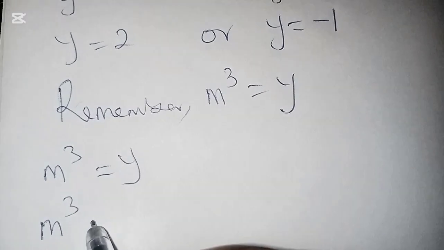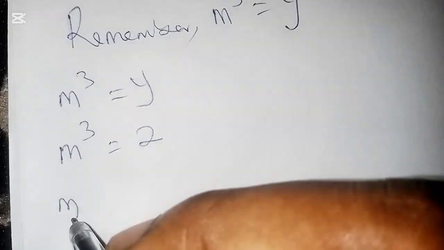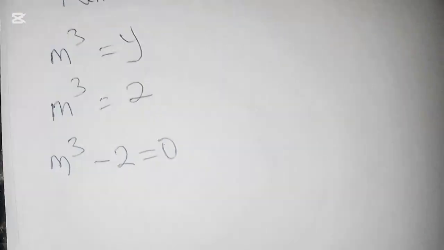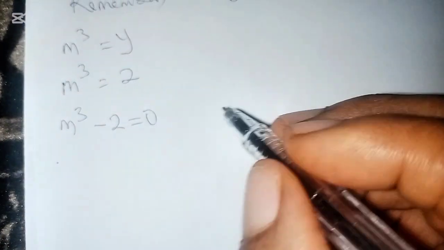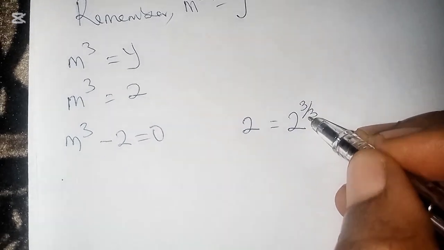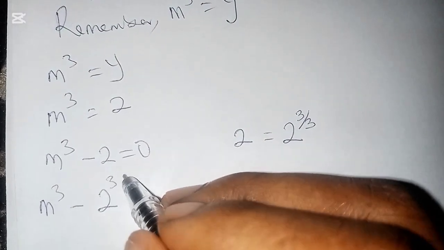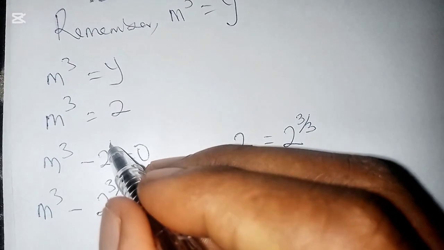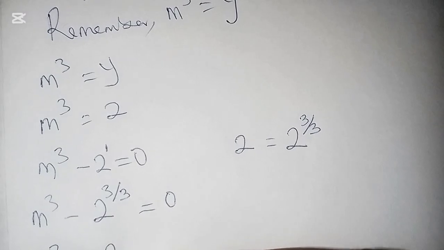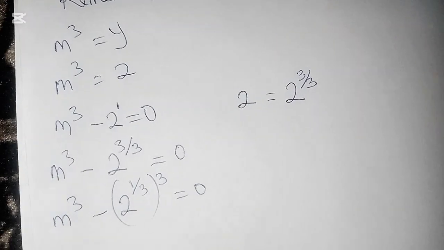Since m cubed is equal to y, wherever I see y, I'm going to start with the first one, which is 2. So I'm going to move the 2 to the other side to meet its partner. So we have m to the power of 3 minus 2 equals 0. Now 2 there is having power 1. The only way we can get that power 1 is saying 3 over 3, just so we have an equation that looks like m cubed. So we factor out 1 over 3 and leave the cube outside. That's how it's shown in the video.